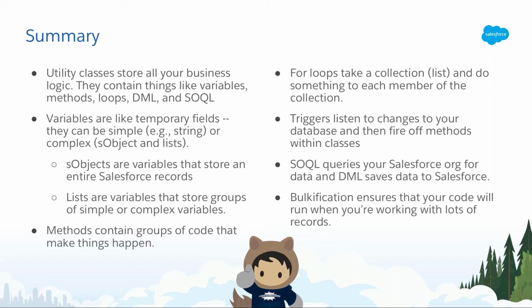Methods are what contain all of the action. They make things happen. And for loops take a list and do something to each member or item of that list. Triggers listen to changes to your database and then fire off methods within the class. And SOQL queries your Salesforce org for data, and DML saves data to Salesforce. Bulkification, last but not least, ensures that your code will run when you're working with one record or when you're working with many records.